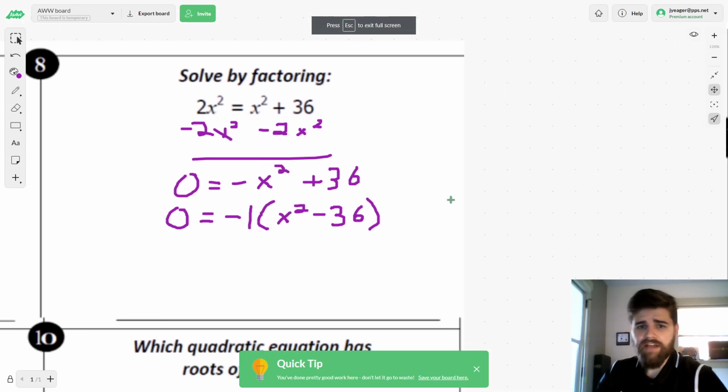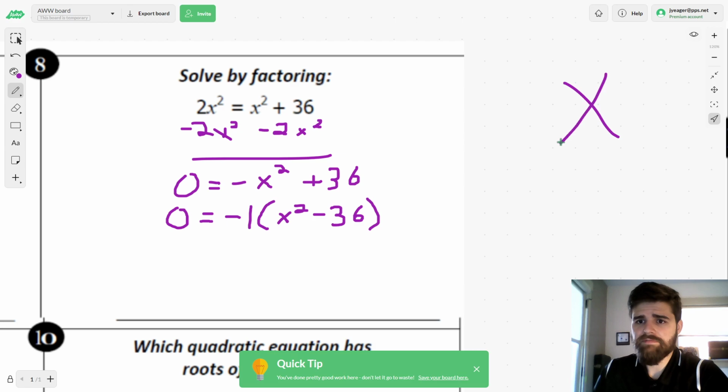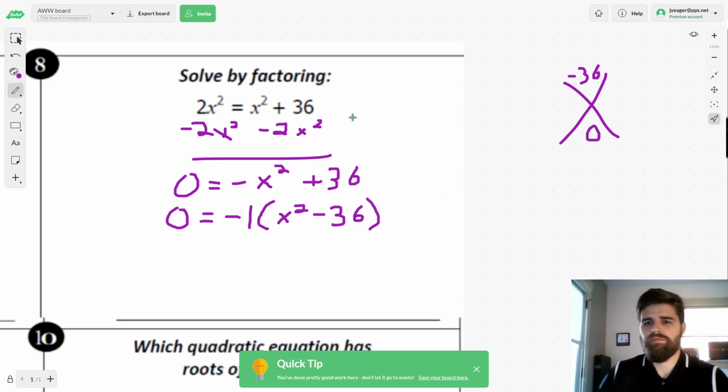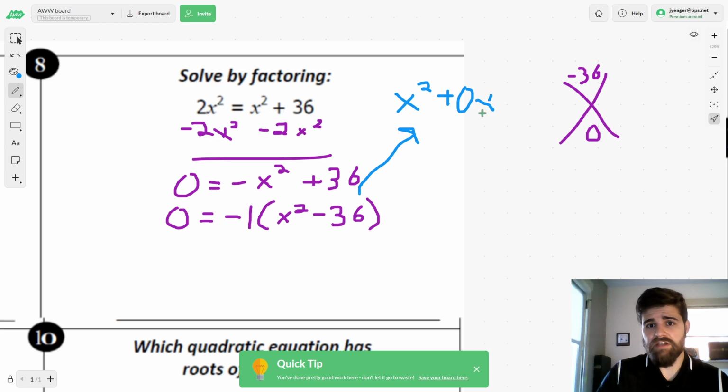But we can actually factor this just like we always do. So if I think through it, I need to multiply to get negative 36, and I need to add up to 0. It might not be super clear why, but I'm ignoring that negative 1 for right now, and I can think of this as x squared plus 0 x's, because we don't have any x's, minus 36.